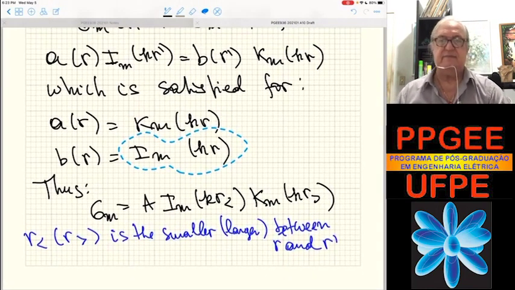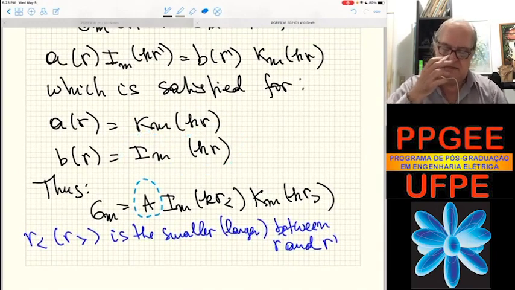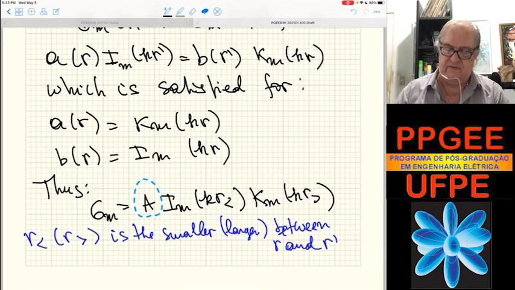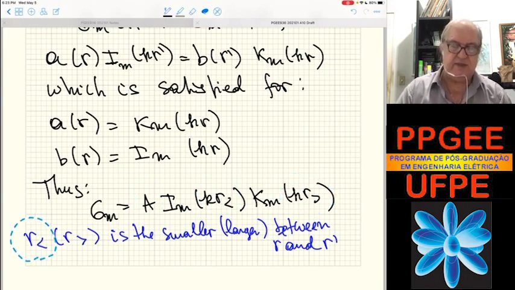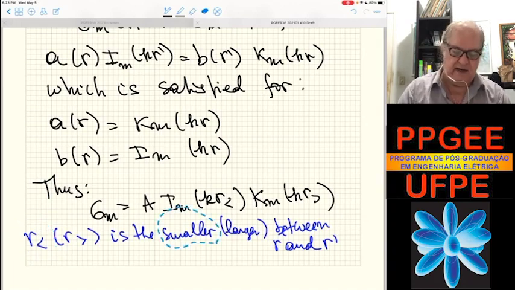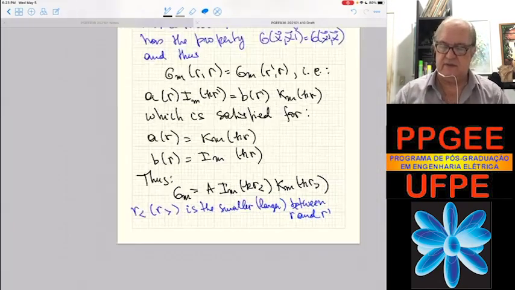And Gam is in fact an amplitude times Im of Kr smaller and Km of Kr larger, where, as usual, r smaller is the smaller, and r larger is the larger between r and r prime. So that's the structure of the solution.